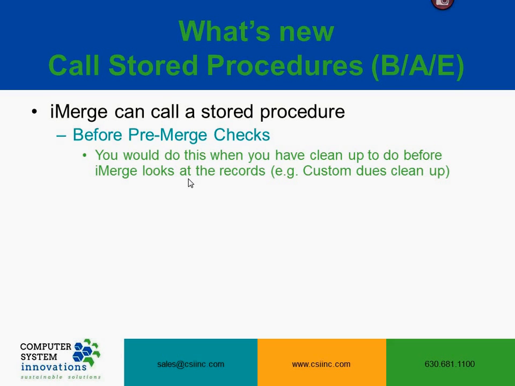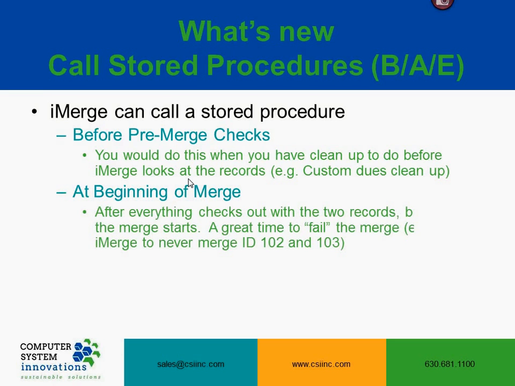And you can have this check called by iMerge. So before it even looks at it and says, hey, we got a problem, you can call a procedure that will fix what's out there. A great thing if you're importing a whole bunch of other records from, say, another organization and they already have dues attached to them. Maybe you want to clean that up ahead of time.